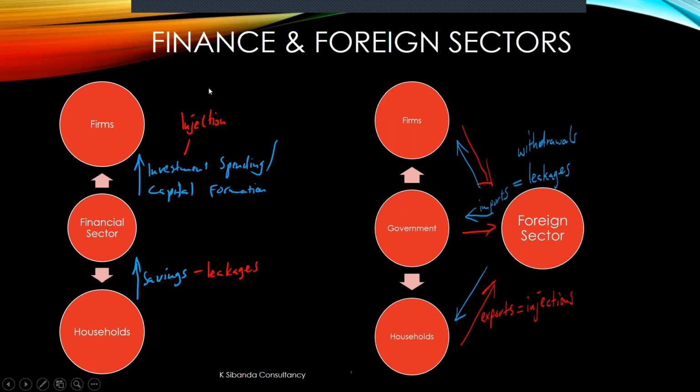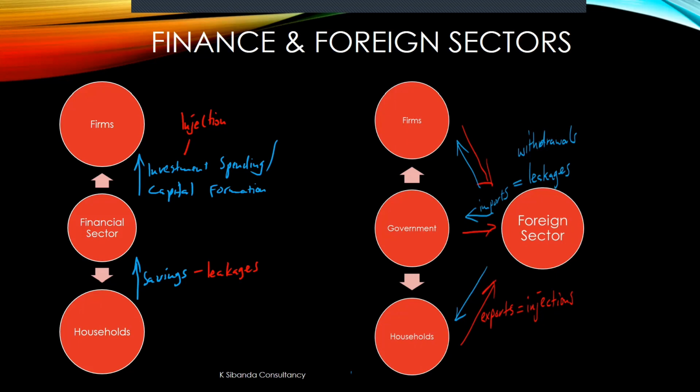So I was saying that it then brings us to the concept of withdrawals and injections into the circular flow of income. When we talk about withdrawals, which are also called leakages, we are talking about activities that are happening in the economy but are leading to income being withdrawn or taken out of the circular flow of income.